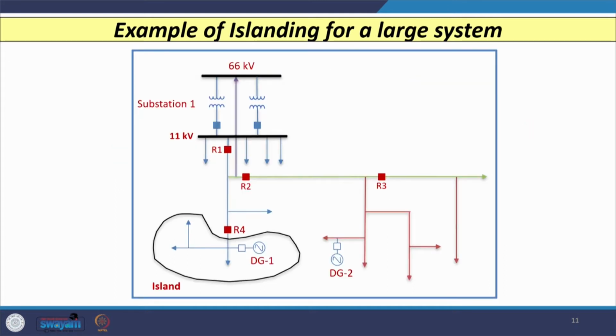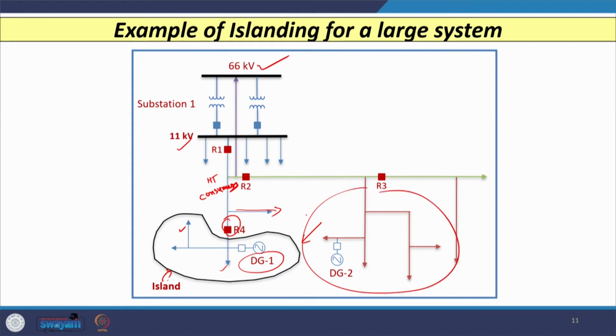If we consider a large network, you can see we have a 66 kV system, which is further stepped down to 11 kV, and we have 11 kV ST consumers. On one of the 11 kV ST consumers, you can see several laterals like this, and on these laterals I have connected one DG, that is distributed generator 1. By opening this switch, an island is formed. Here you can see that these loads are supplied locally by DG1. In the same way, you can have an island somewhere here also, where several local loads are supplied by DG2.